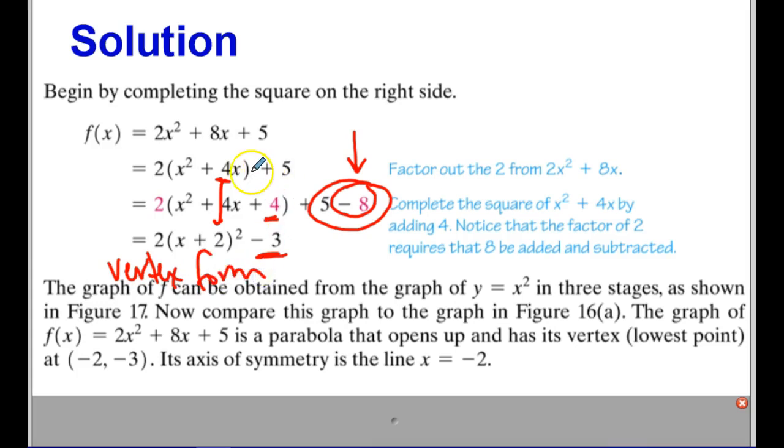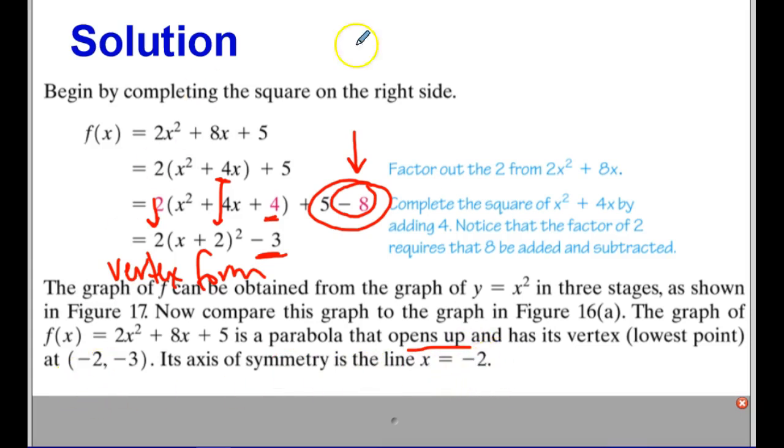So in the beginning, we looked at what's standard form. This is what we call vertex form. Okay, so I know here's my a value, right? My a value is positive, so I know it's going to open up, which is right here. It has its vertex, which we know is going to be a minimum because it opens up, at (-2, -3), and the axis of symmetry is the line x equals -2.